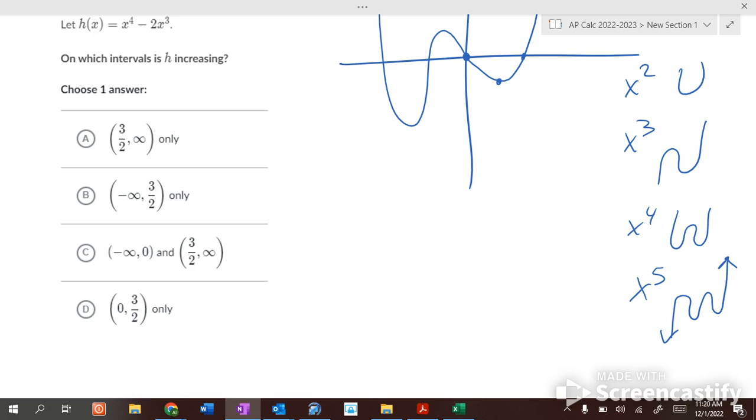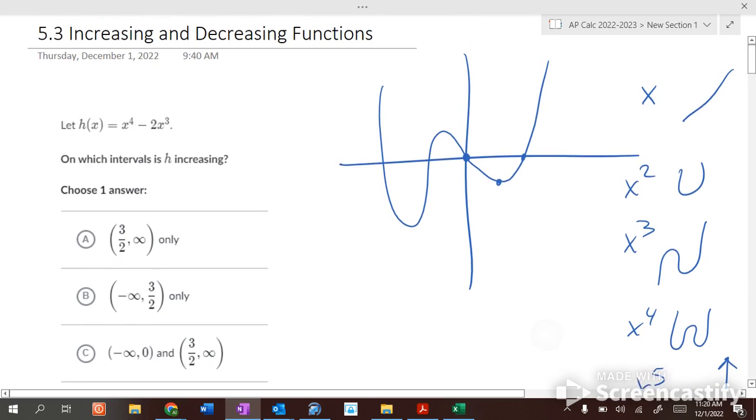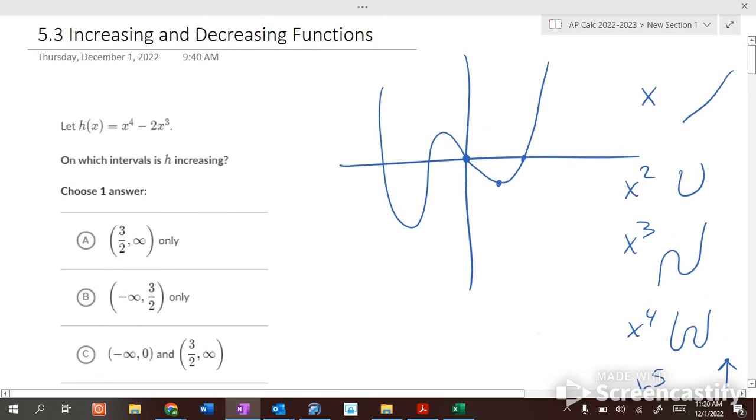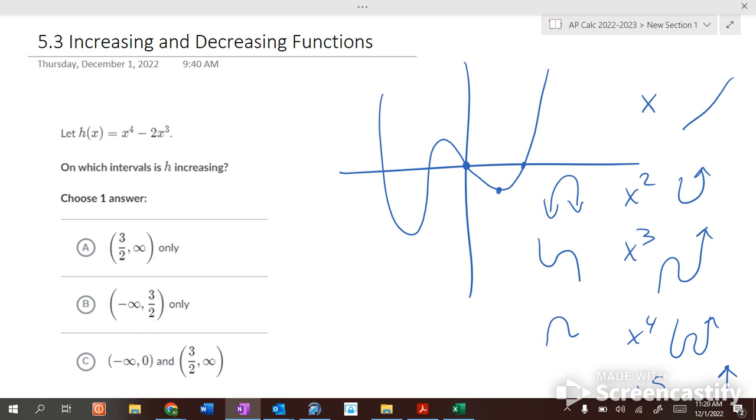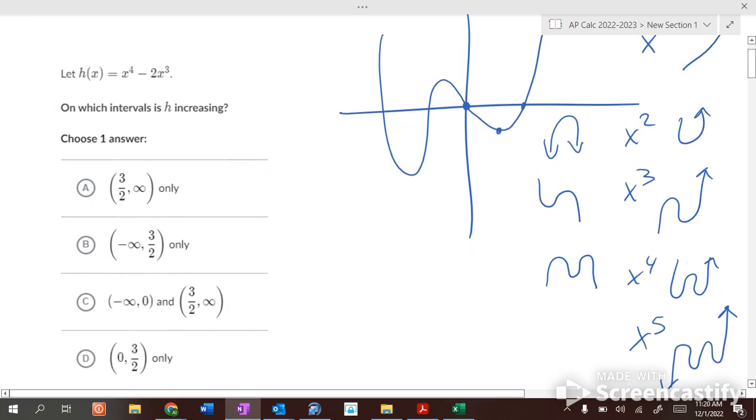It is something you should have learned before calculus. It's the number of turns you take and so on. If it's positive, it will end up. If it's negative, it'll end down. So negative for x squared is that. Negative for x cubed is that. Negative for x fourth is the M, and so on.